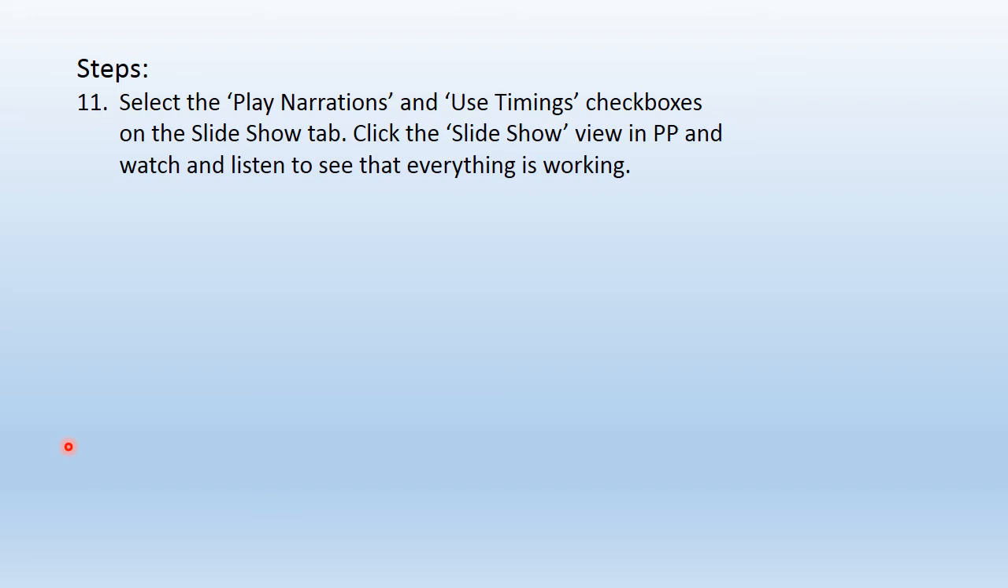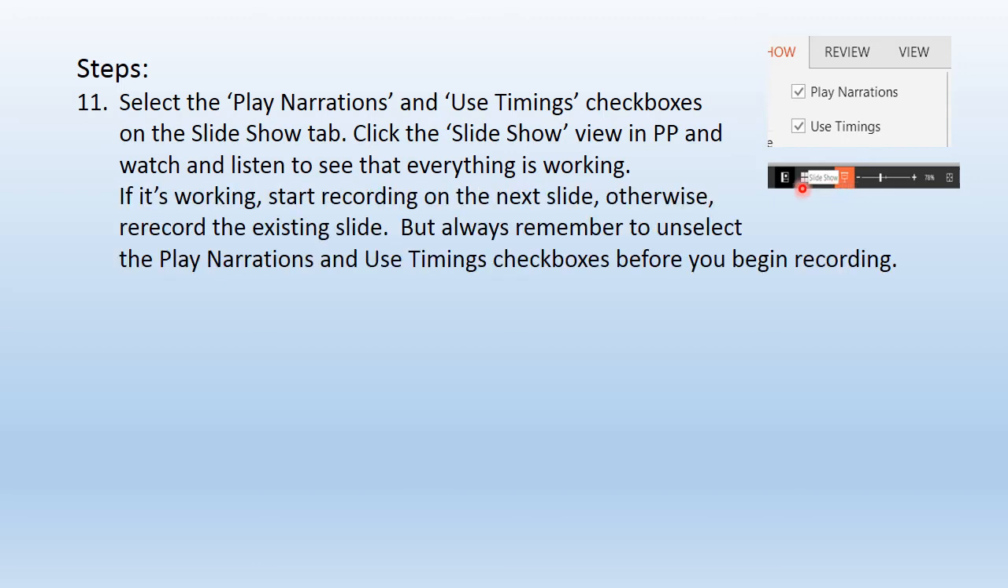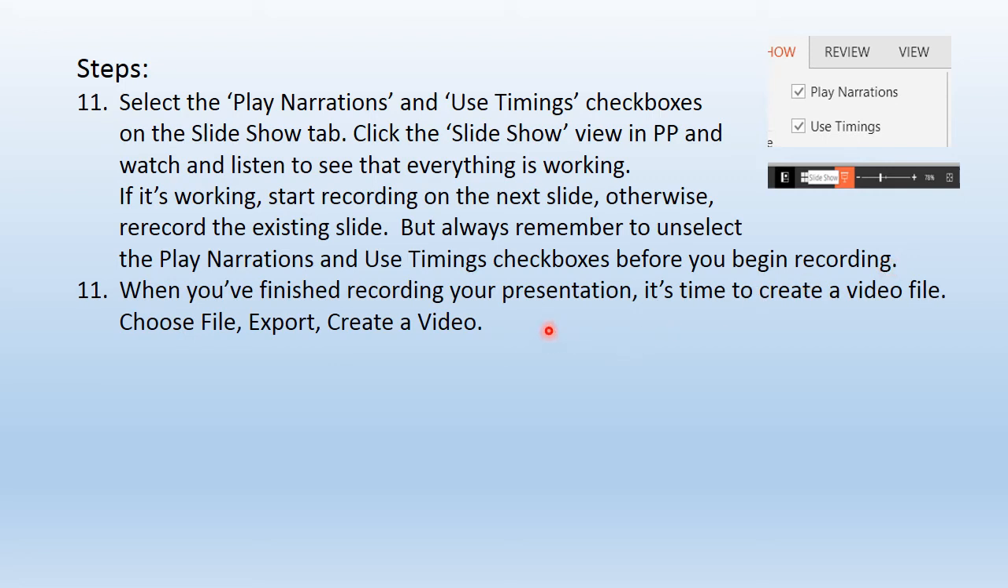So you want to review what you've just recorded. Make sure that you select the Play Narrations checkbox and the Use Timing checkboxes on the Slideshow tab. Then click the slideshow icon in PowerPoint and watch and listen to ensure that everything is working as you hope it does. And if it's working, you can start recording your next slide. Otherwise, re-record the existing slide. But of course, you always must remember to unselect the Play Narrations and Use Timing checkboxes whenever you're going to begin recording.